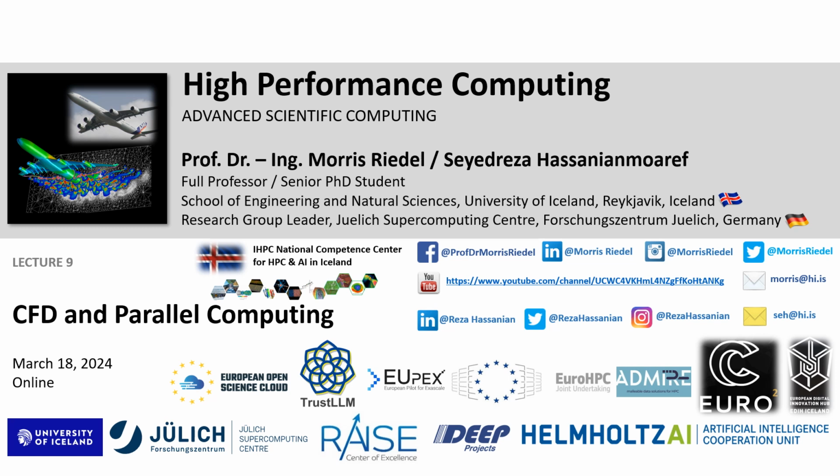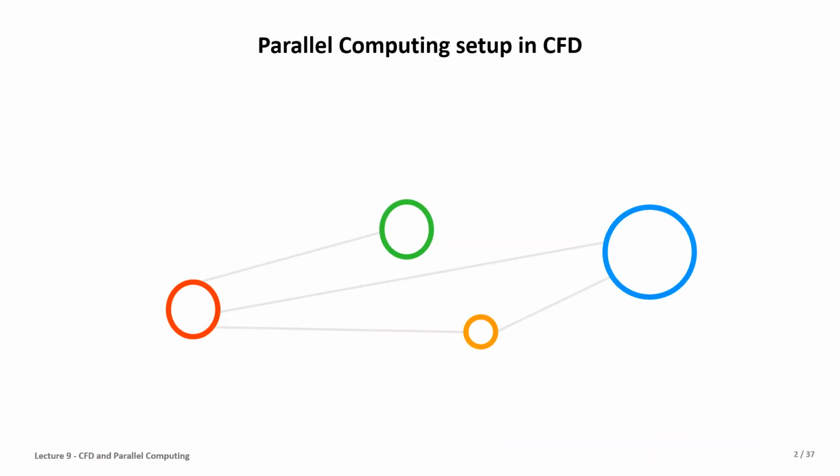Welcome back to the second part of lecture 9, CFD and parallel computing, of the high performance computing advanced scientific computing course. In the first part we had some discussion about the CFD model for turbulent flow. And then in the second part, we will have some examples which present high performance computing in CFD and its requirements.